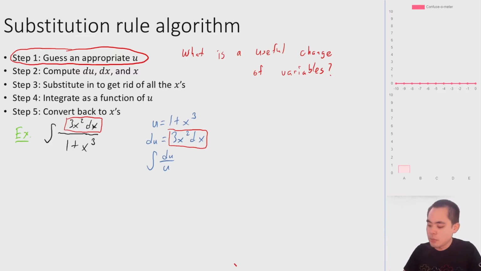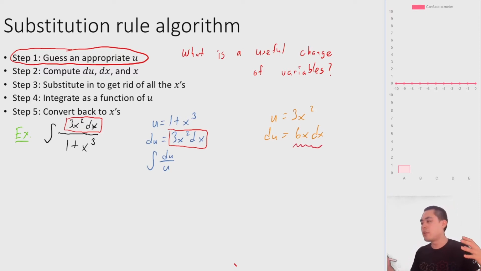But what happens when you pick the wrong u substitution? Say you guess that u is equal to 3x squared. Then when you take du, it is equal to 6x dx. But 6x dx doesn't really appear in your original integral. You could try to force the substitution in, but it's not going to make things simpler. It's going to make things more complicated.